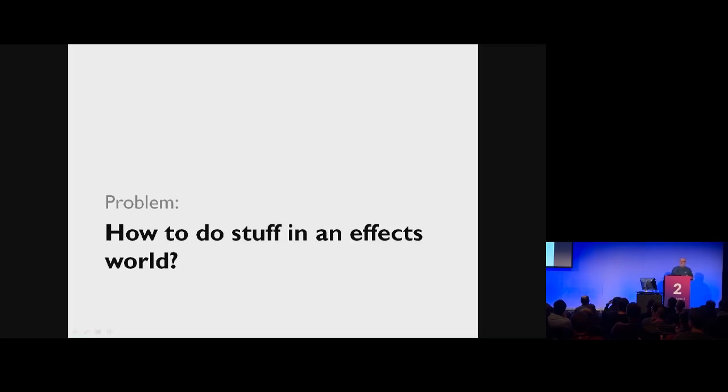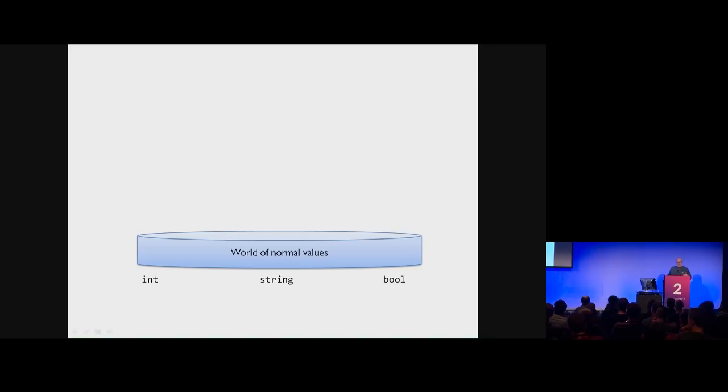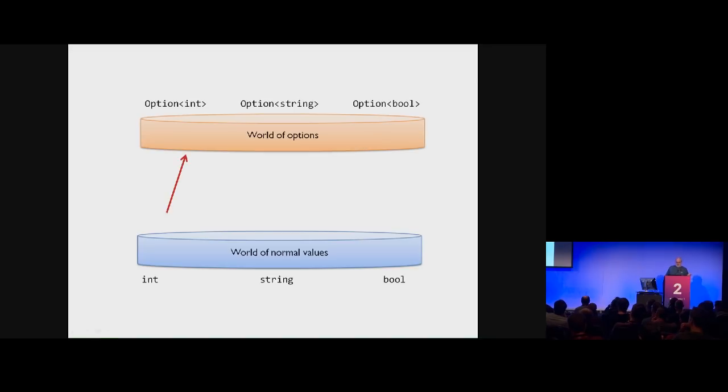So here's our first problem: how do we work with these effects? We need to do stuff in effects world sometimes. And how do we do that? I'll give you some concrete examples. So let's say here's the world of normal values and here's the world of options. And sometimes we have a function that takes us from the normal world into optional world. And then we need to work with the data in the option. So we then basically extract that data and we do something with it, and then somehow it goes back up into optional world again. And then we extract the data again and it goes back into optional world.